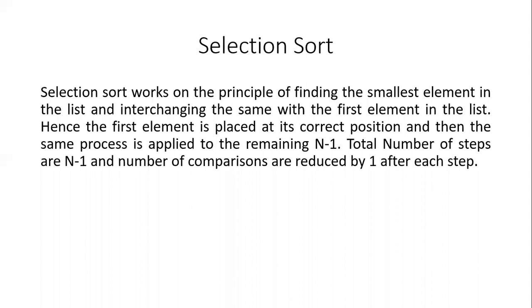And now we will look at the second algorithm. The second algorithm is selection sort. The selection sort works exactly in the same fashion as the bubble sort. In the bubble sort, we find the largest element in the list and place it at the last position. Whereas in the selection sort, we find the smallest element in the list, and then we place that smallest element in the list at the first position in the list. It again involves n minus 1 steps, and with each step the number of comparisons reduce. Exactly the same as in bubble sort.